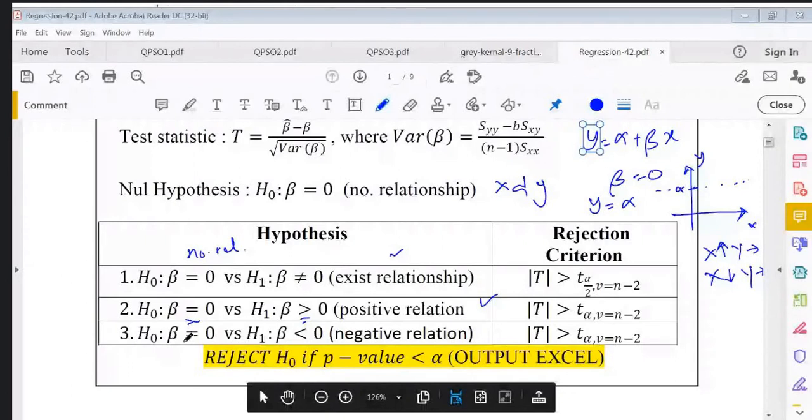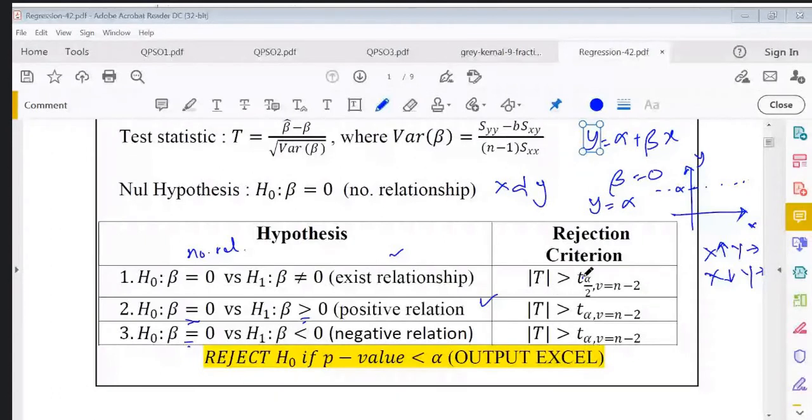Okay, for the rejection criteria, alpha must be divided by 2 for the not equal case. For beta greater or less, we just use alpha. If t exceeds t alpha with v equal to n minus 2, we reject, which means there exists a relationship, a positive relationship, or a negative relationship. Number 1, number 2, and number 3 depend on the question.